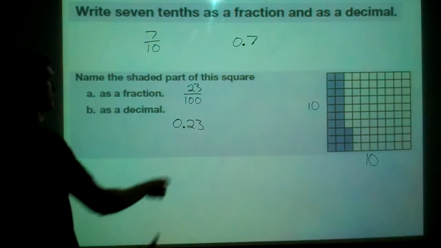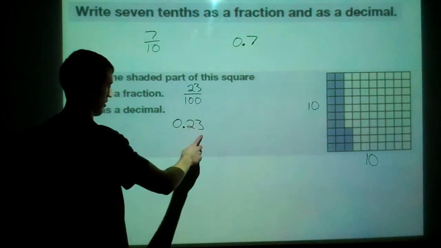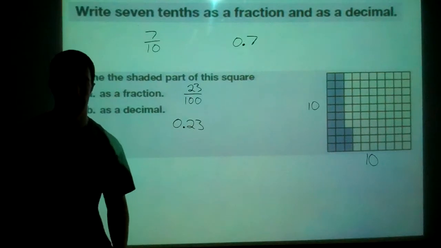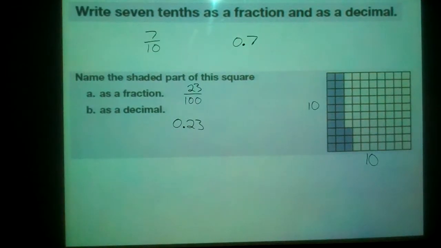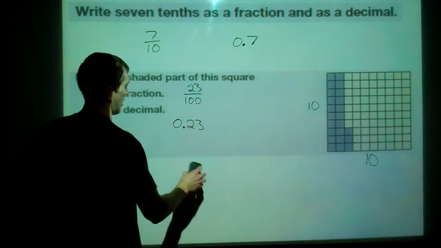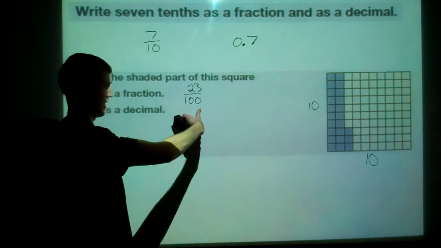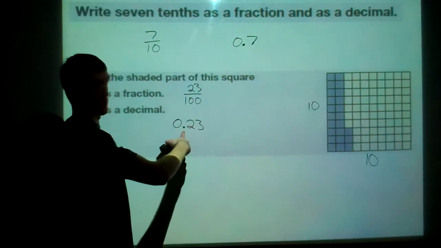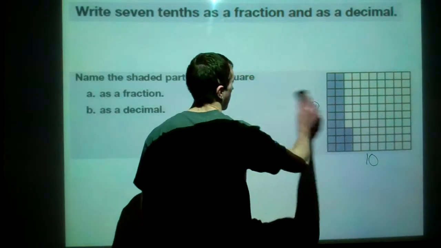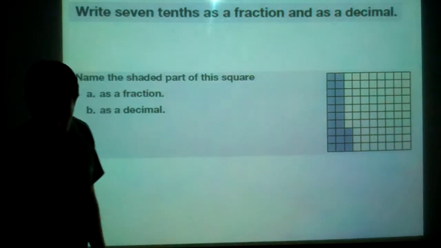So 23 hundredths and 0.23. So our 3 needs to be in that hundredths place. And that's how we would get that. Also, the 2 zeros tell us that we will be 2 spots beyond the decimal point.